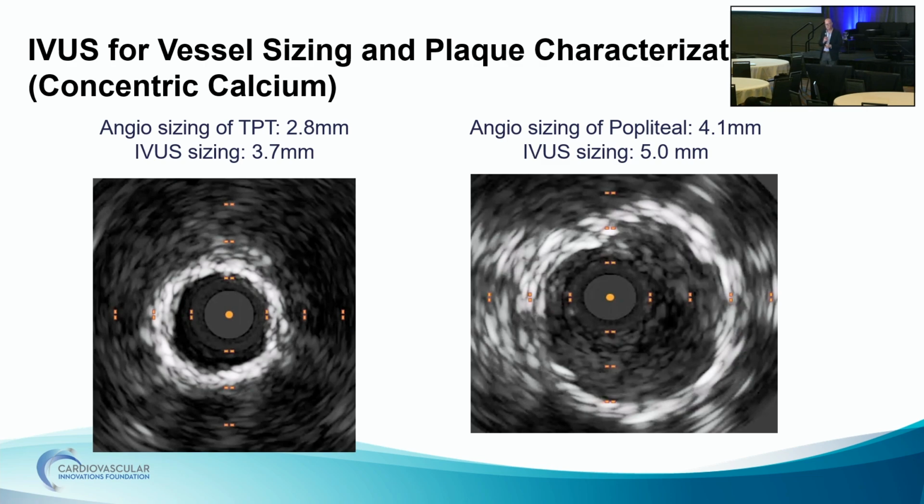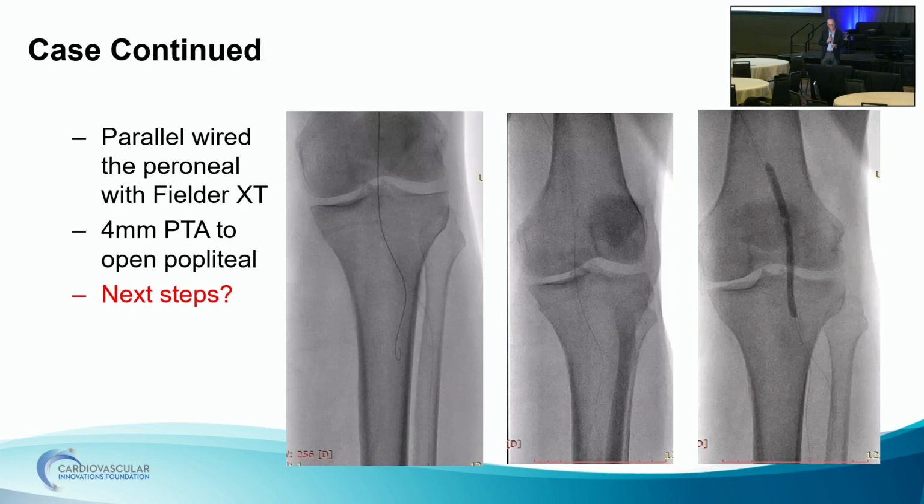If you look at angiosizing of the tibioperoneal trunk, you would have said it was 2.8, and by IVUS almost a millimeter larger. If you looked at the pop, you would have said it was just over 4 millimeters, and by IVUS about a millimeter larger than that. So I think it helped a lot with this case. I got ahead of myself, but what you can see on the far left panel here was wiring with that Fielder into the peroneal.